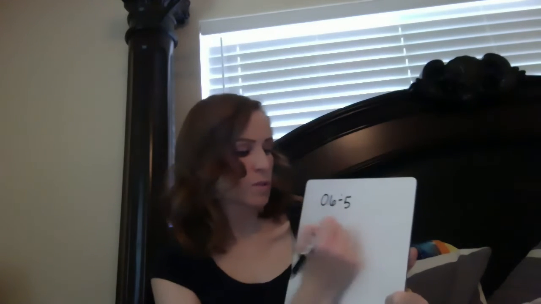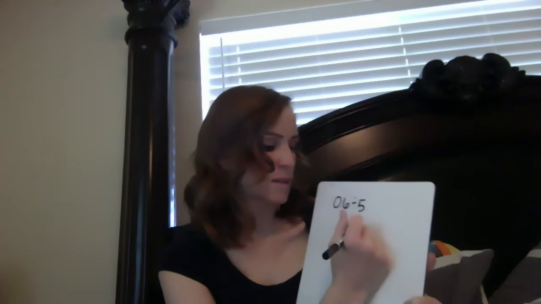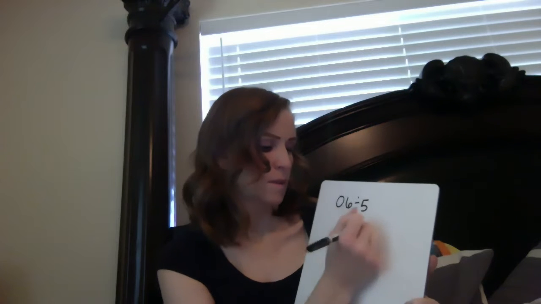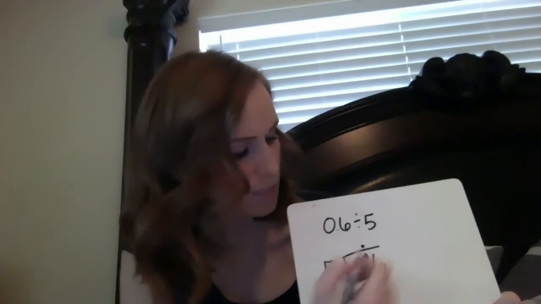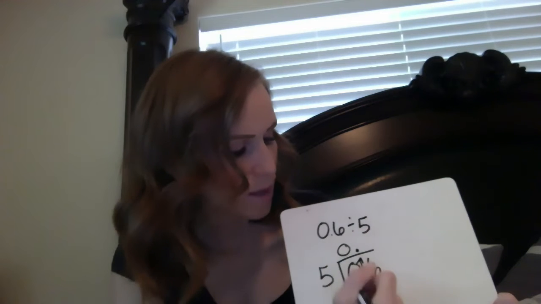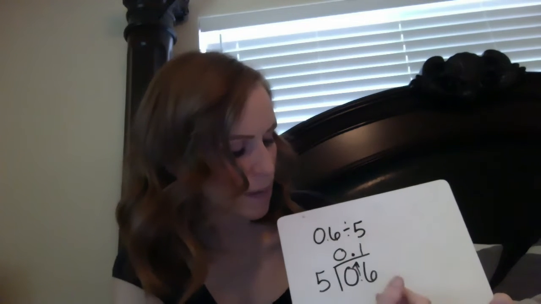So the first number goes on the inside because it is our dividend. And then our divisor goes here. We know that our decimal point goes straight up. That's what we learned yesterday. So let's start dividing this. Okay, 5 goes into 0, 0 times. 5 goes into 6, 1 time.